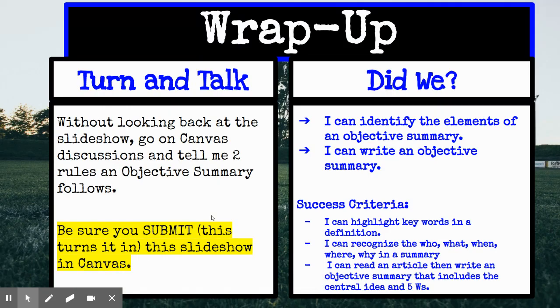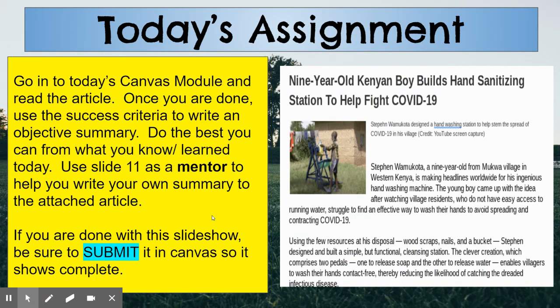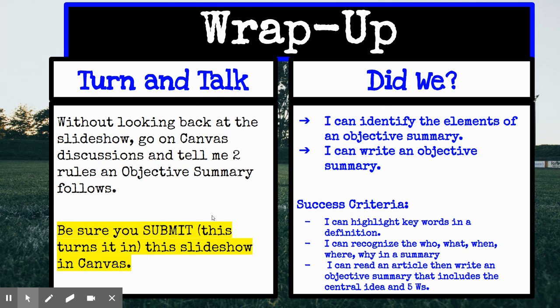And then you have a wrap up. Do you know the rules to an objective summary? So go through the Pear Deck slides, answer those questions if it asks you to stop and do that. You're going to read this article and write your own summary. This is just a preview to see what you know or how well you can write one. And then the wrap up is give me 2 rules to an objective summary that you learned today.